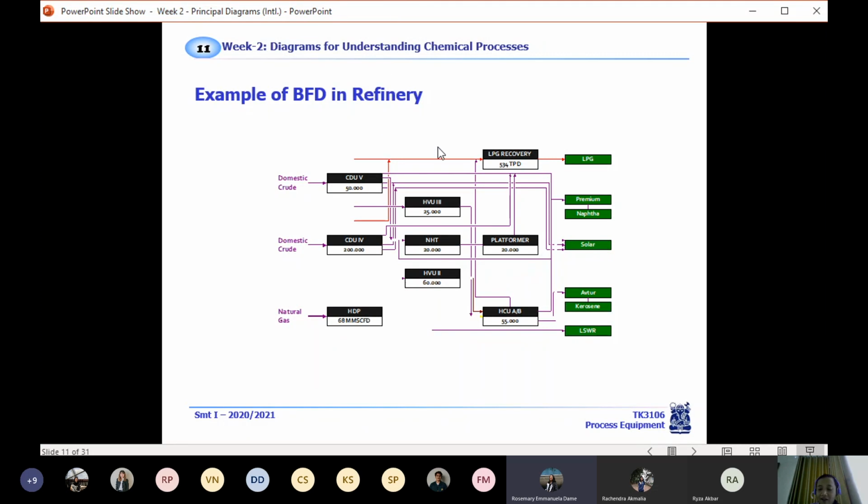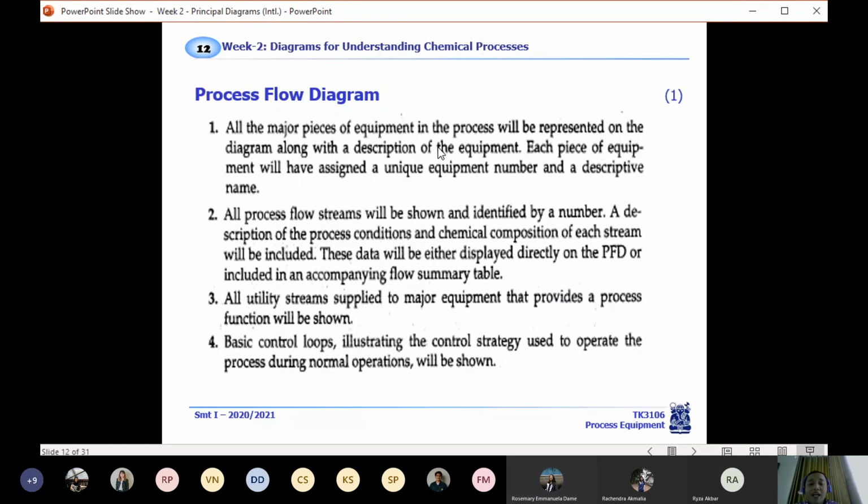Okay, it's clear. I will move to the process flow diagram. This is the second flow diagram, different from the block flow diagram. In the process flow diagram, you already put the information of the equipment. So for me, the process flow diagram is actually the description, or the detail, of the BFD.